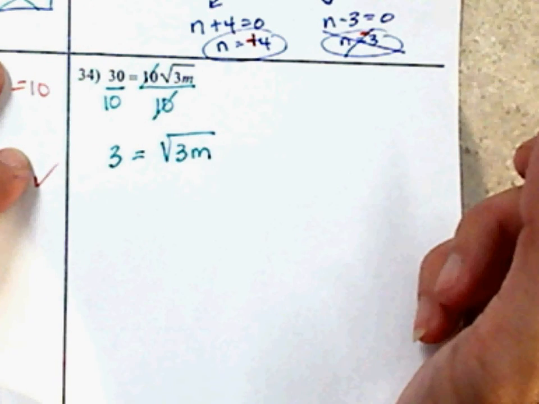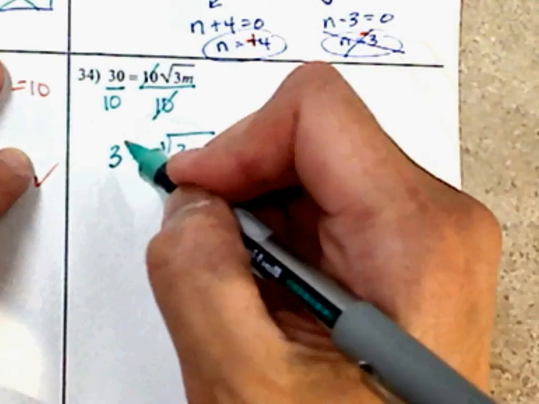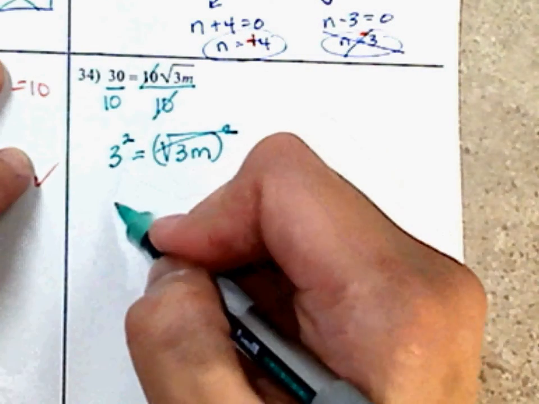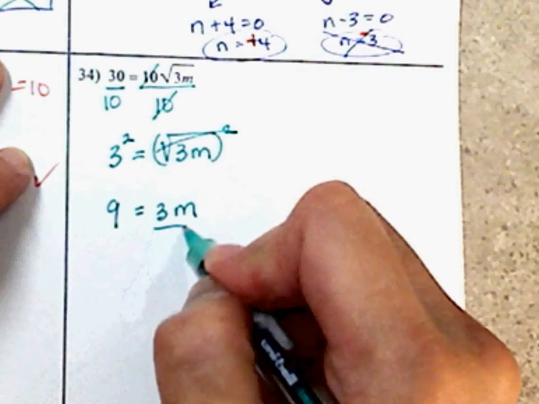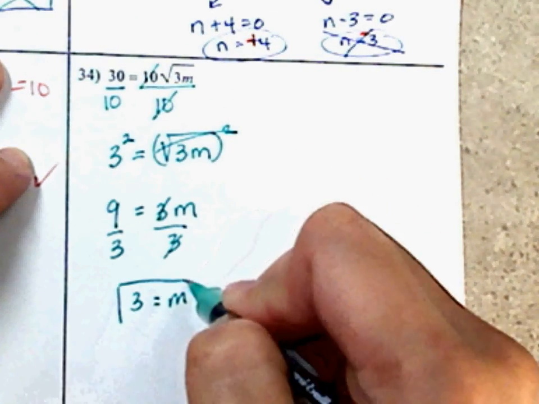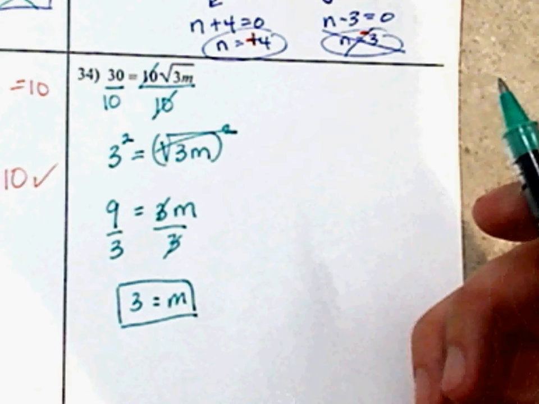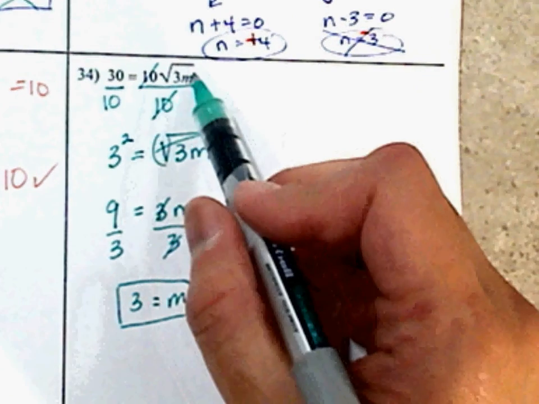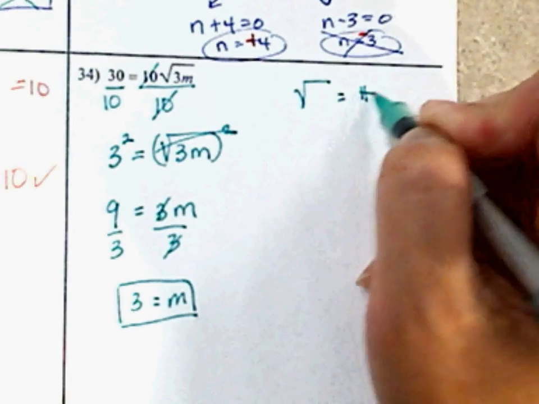Okay. Now you have a square root. What's the opposite of a square root? A square. So that goes away. 3 squared is 9 equals 3m. Divide each side by 3. So m is equal to 3. Okay. Because your 10 is not part of your square root. You always want it to be a square root of some sort equals a number. Since 10 is not part of it, you got to get rid of it first.